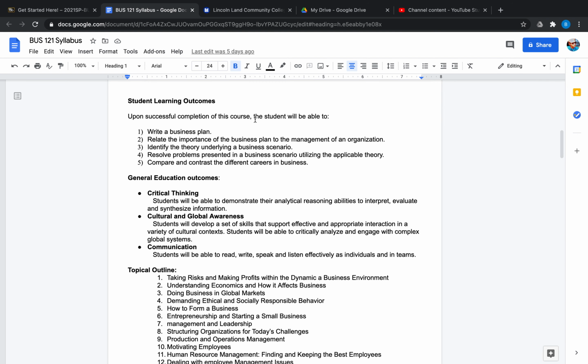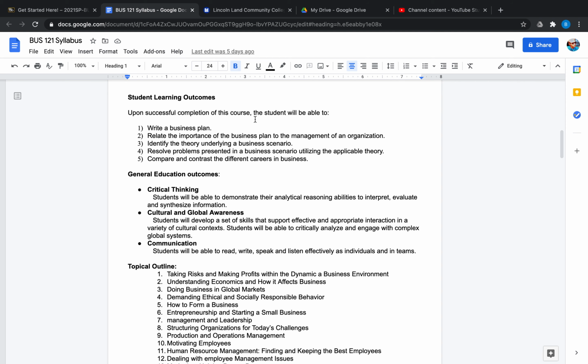Some student learning outcomes for the course. Upon completion of this course, you'll be able to write a business plan, relate the importance of the business plan to management of an organization, identify the theory underlying a business scenario, resolve problems presented in a business scenario utilizing the applicable theory, and then compare and contrast the different careers in business.